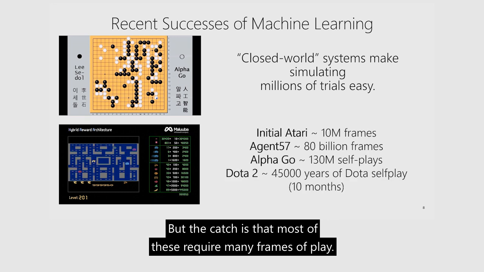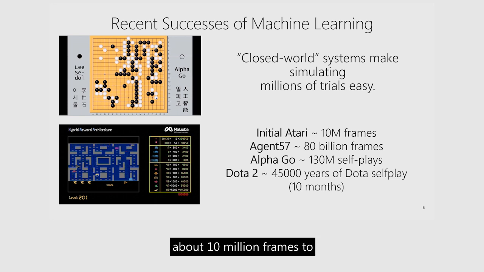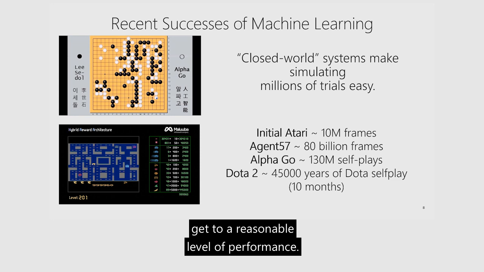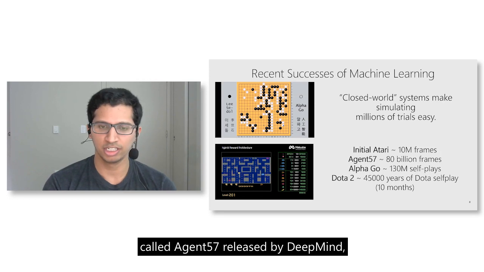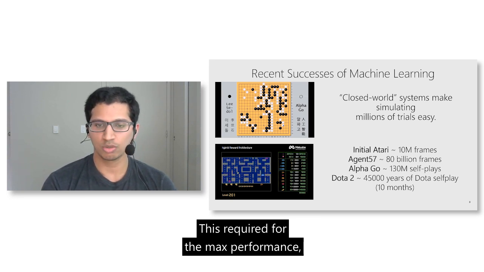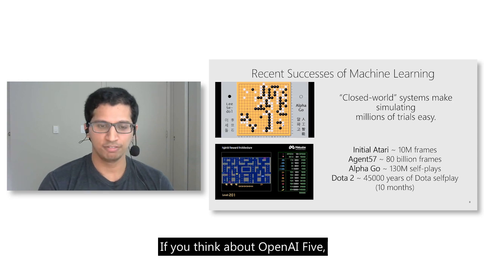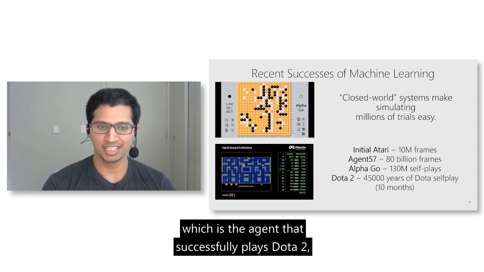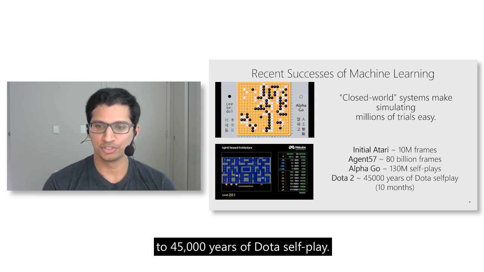But the catch is that most of these require many, many frames of play, right? For example, some of the initial work on Atari required about 10 million frames to get to a reasonable level of performance. Very recently, Agent 57 was released by DeepMind, which achieved superhuman performance on all 57 Atari games. This required, for the max performance, about 80 billion frames of play. And OpenAI Five, the agent that successfully played Dota 2, required the equivalent of 45,000 years of Dota self-play.